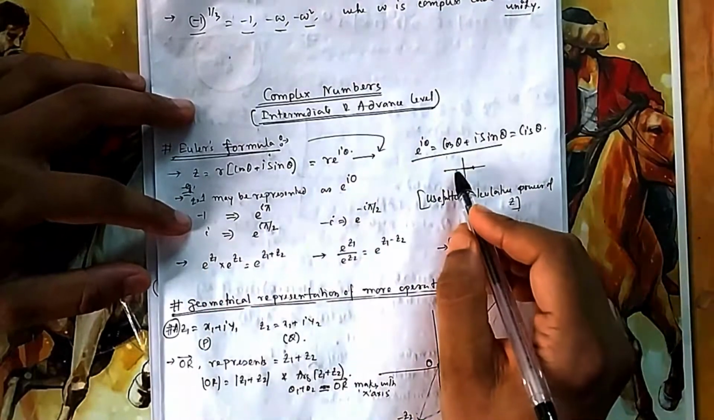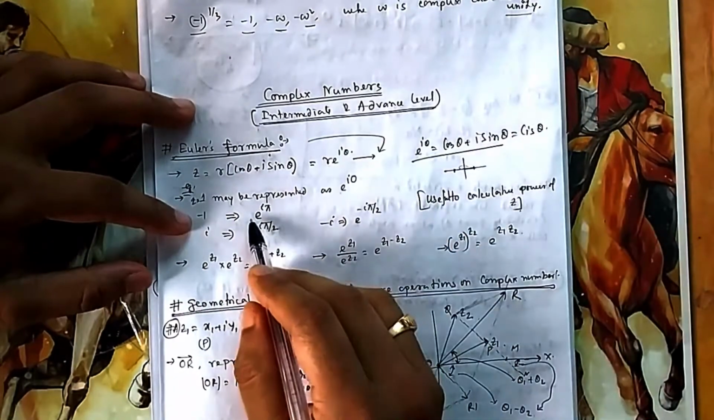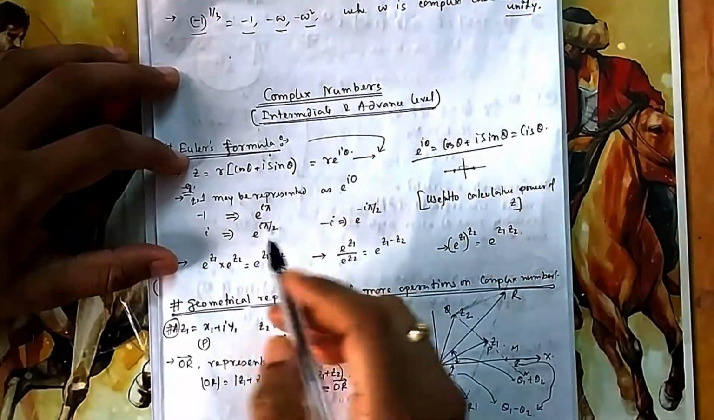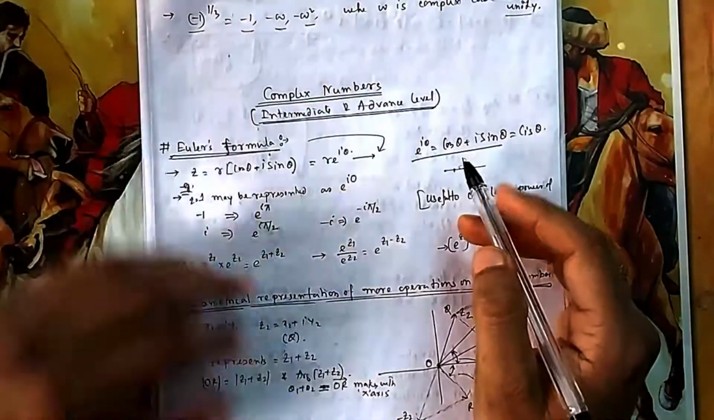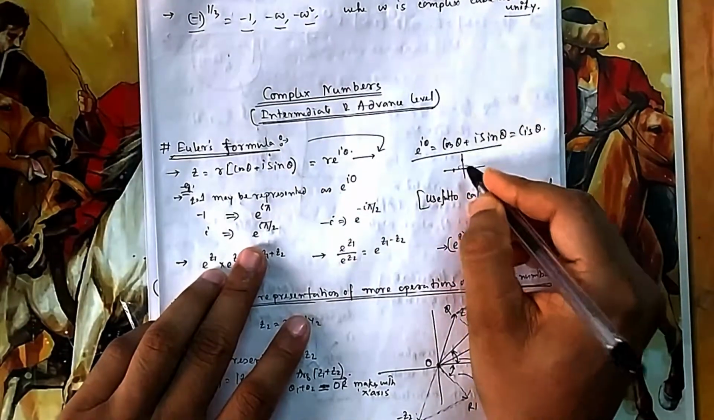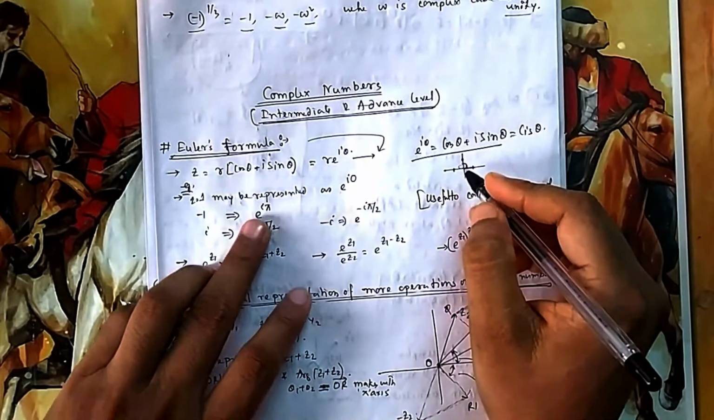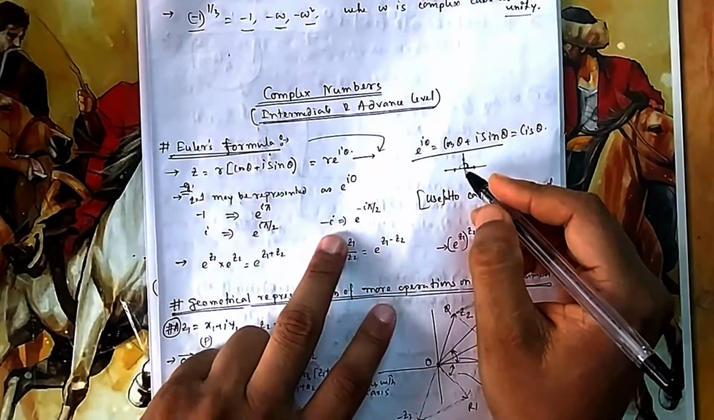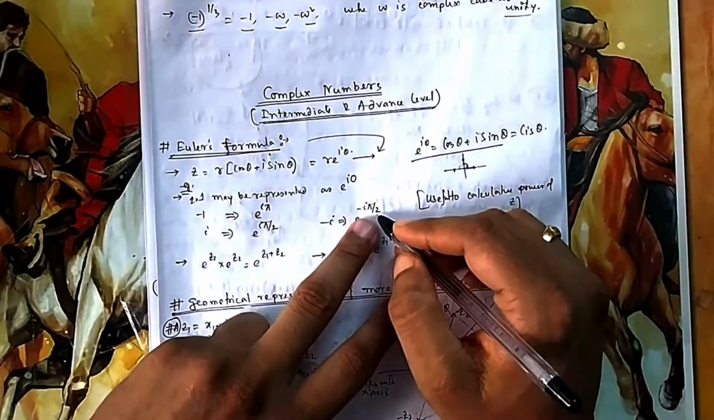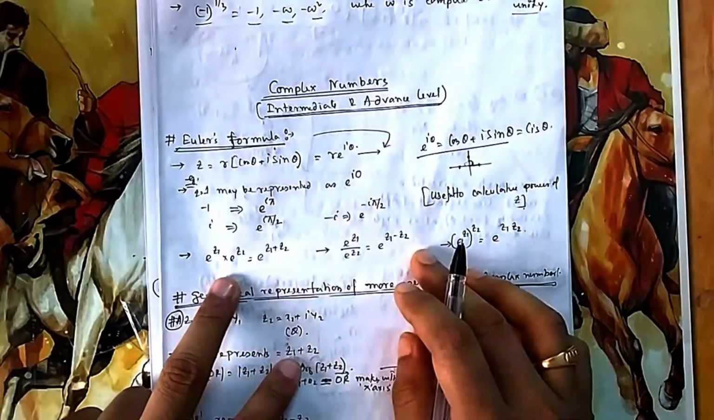So minus 1, it is here. So what is the angle? It is pi. The radius, the length, is again 1. So 1 times e to the power i pi. What is i? i is here. So what is the angle here? Pi by 2. So i we can write as e to the power i pi by 2. Similarly minus i, you can write e to the power minus i pi by 2. And all these formulas hold true.